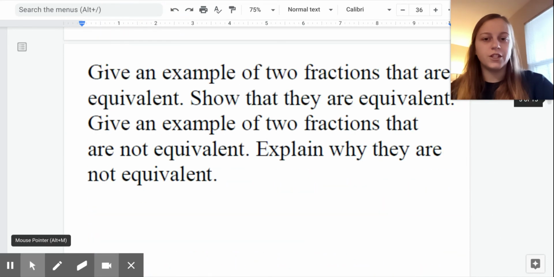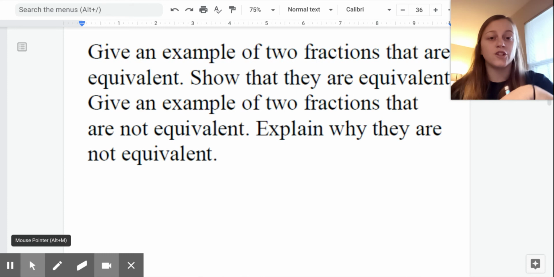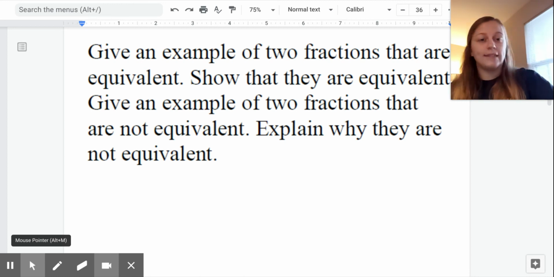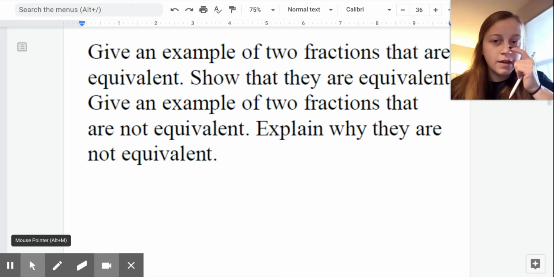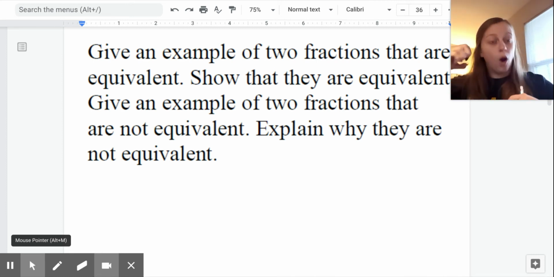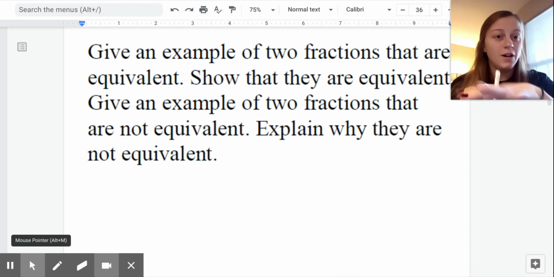All right, so what I want you to do is give an example of two fractions that are equivalent or proportional, show why they're equivalent, and then give me another example of two fractions that are not equivalent and explain why they are not. So again, one example where they are equivalent, they are equal to each other, and one example that they're not. We'll pause the video while you work.